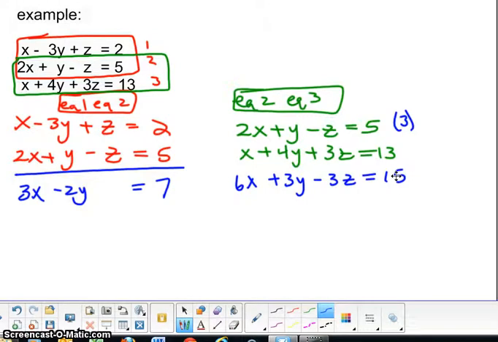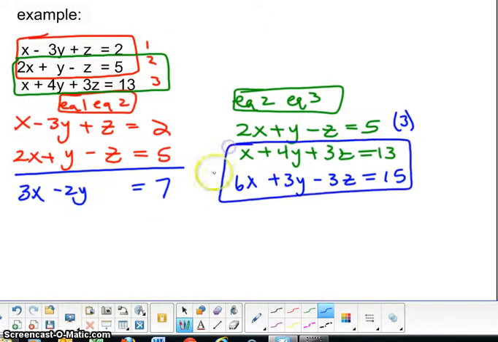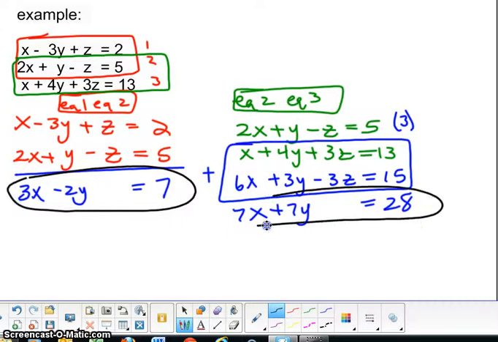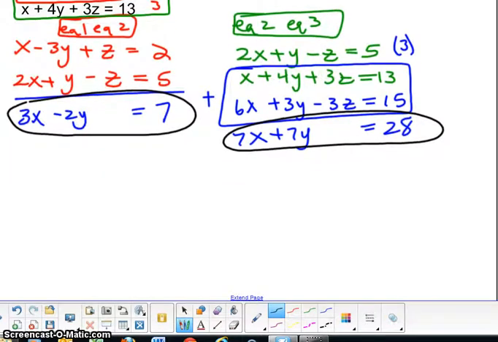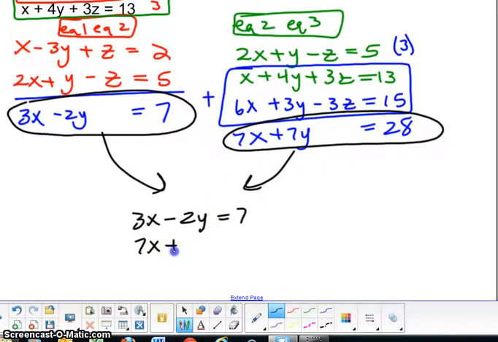Now notice I am picking the same exact variable to eliminate. That is a very, very important part of this process. So when I add these 2 together, I end up with 7x plus 7y equals 28. Okay, now let's look at the results of both of them. Here you have 2 equations with 2 variables, and those variables are exactly the same variables. So we'll be able to solve for x and y. So by combining the 2 of them, I get 3x minus 2y equals 7, and 7x plus 7y equals 28.